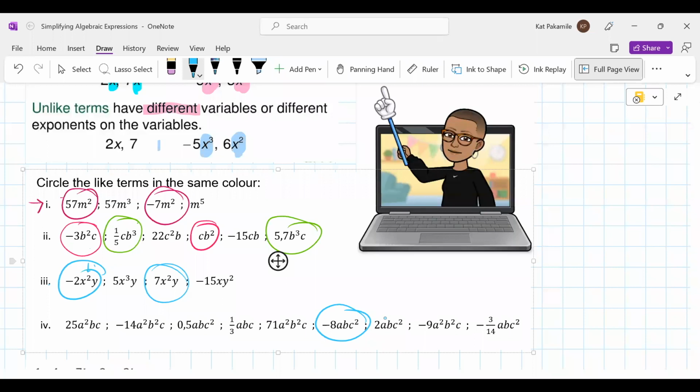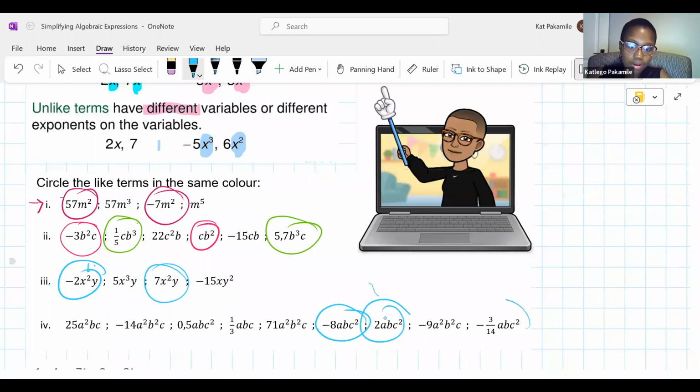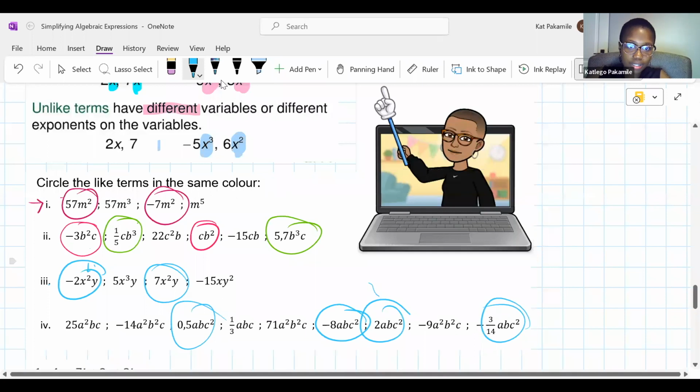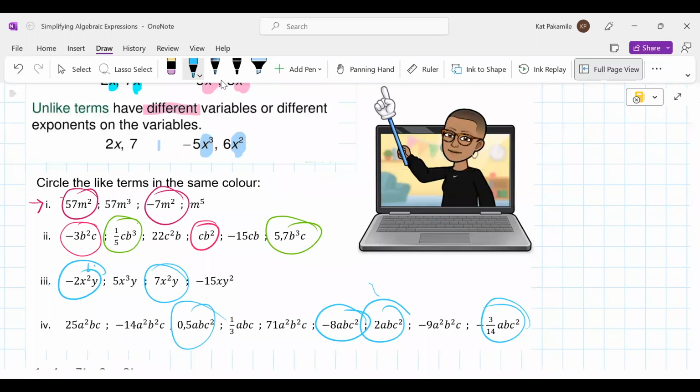So it's this one, that one. We're done with dealing with these variables. Now let's check the other variables. Negative 14a to the power of 2b to the power of 2c is like terms with which one? 71a to the power of 2b to the power of 2c. And which other one? Negative 9a to the power of 2b to the power of 2c.